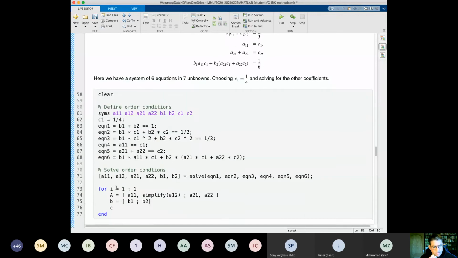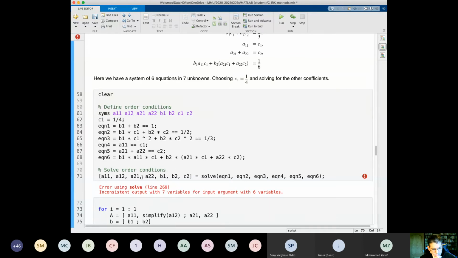So then we need to solve our order conditions. So we have B1, B2, and we also have C2, which is unknown. We know what C1 is. So we're going to solve for that. Let's see what happens when I attempt to solve for that. I've got an error here. Let's see what this error is. Oh yeah, I'm trying to solve for A12, which is 0. Anybody else spot that?